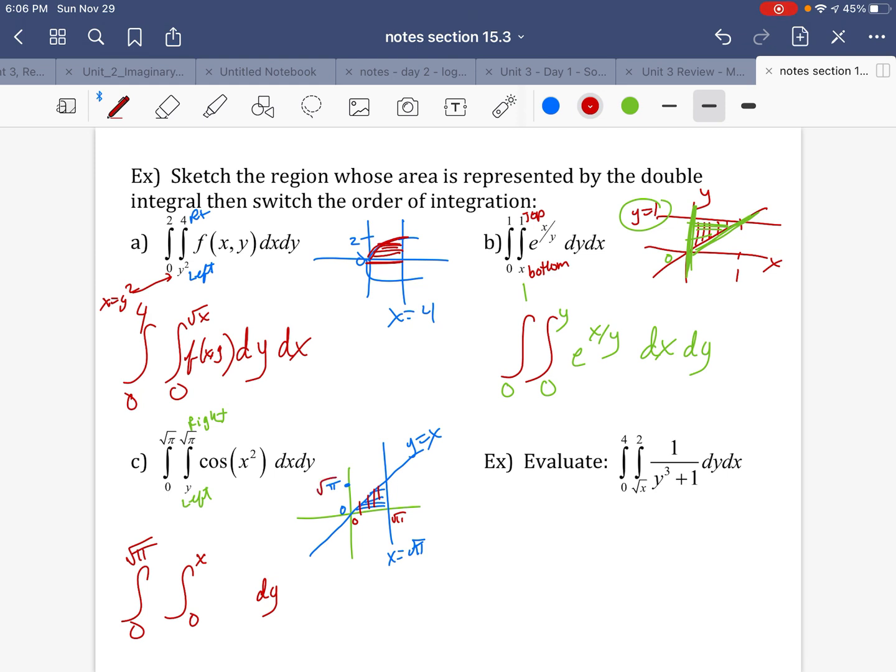This was radical pi, not just pi. And we got cosine of x squared, and then dx. So now you can actually do that problem.